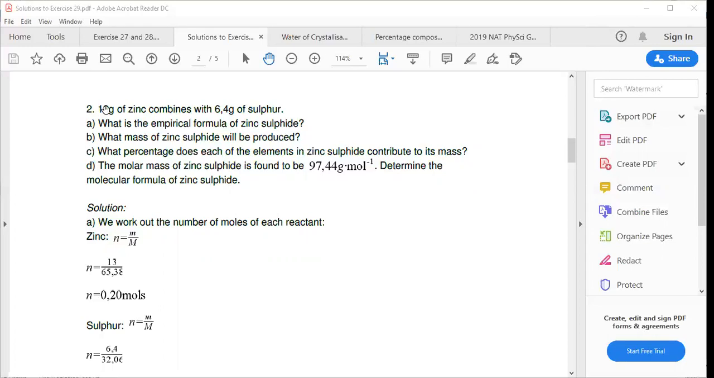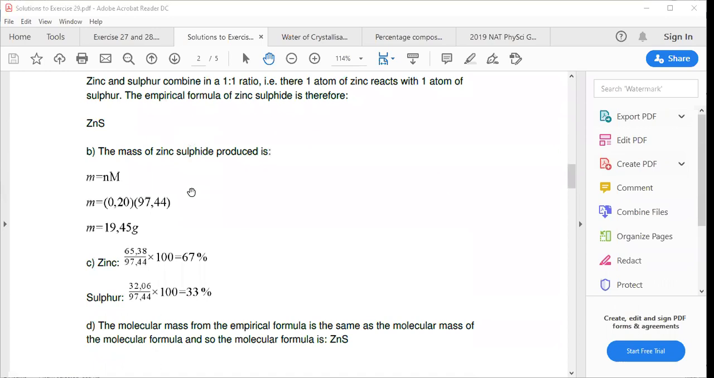You can simply add, because the ratio here is 1:1. So we can just add 13 plus 6.4, and our answer becomes 19.4. You can just do that. Okay, but let's have a look.